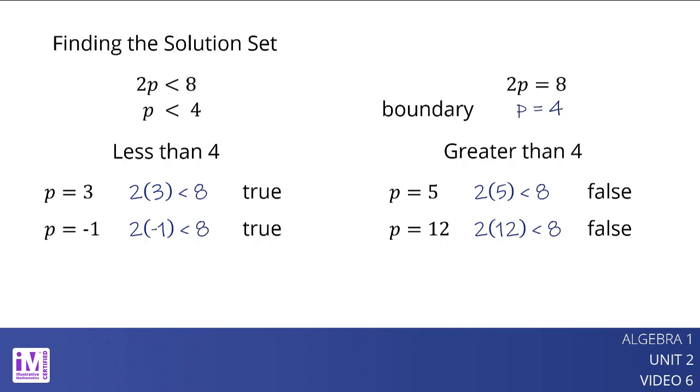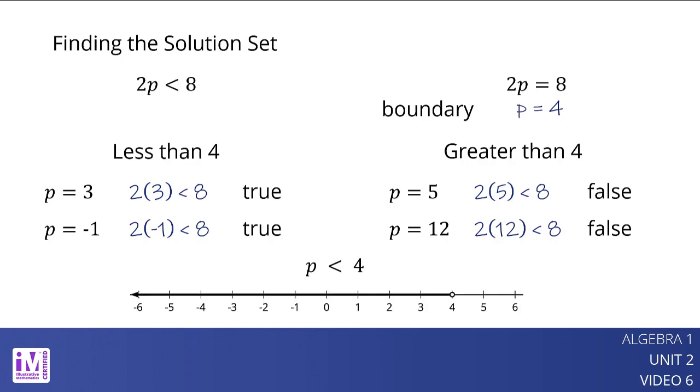We can represent the solution set to an inequality by writing an inequality, p is less than 4, or by graphing on a number line. The ray pointing to the left represents all values less than 4.